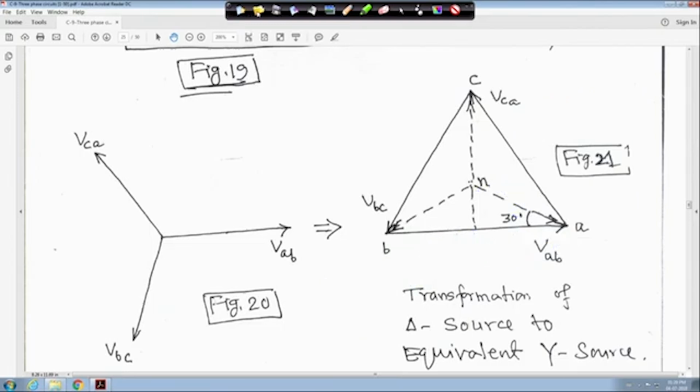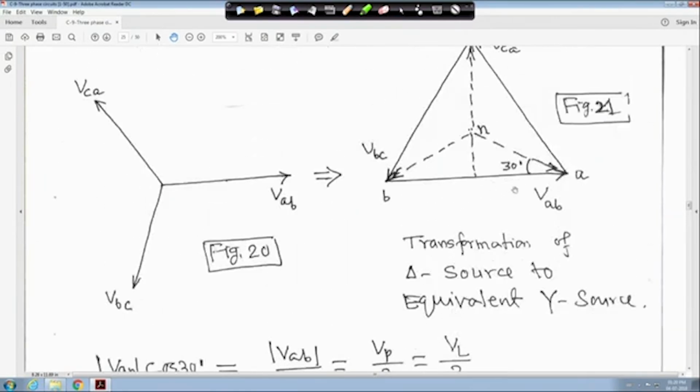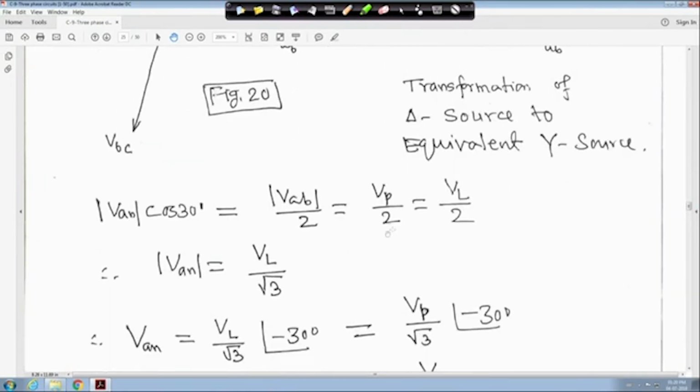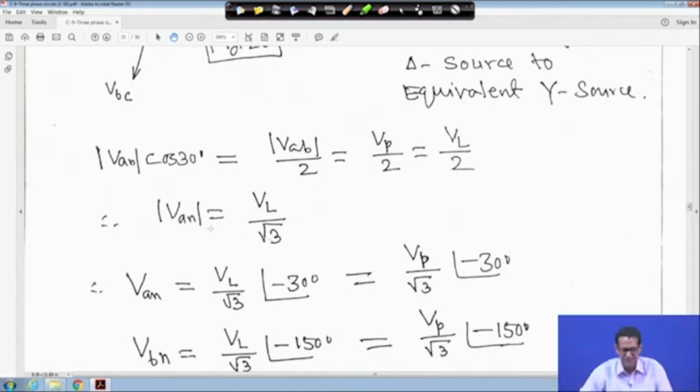That means VAN cos 30 is equal to VAB by 2, magnitude only, right. So, VP cos 30 is equal to VL by 2 from this diagram only, magnitude we took. So, that means mod VAN is equal to VL upon 2 cos 30, where cos 30 is equal to root 3 by 2. So, your phase voltage is equal to VL by root 3, that is line voltage by root 3, otherwise line voltage is equal to root 3 times phase voltage.